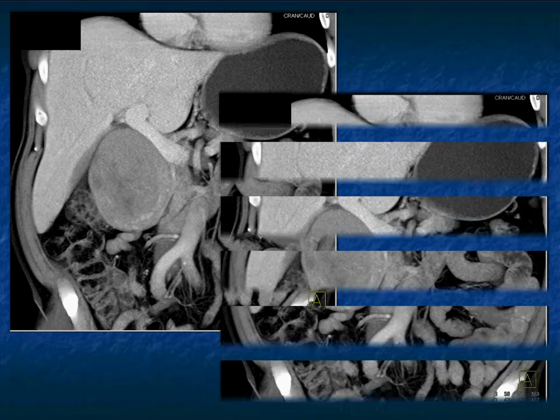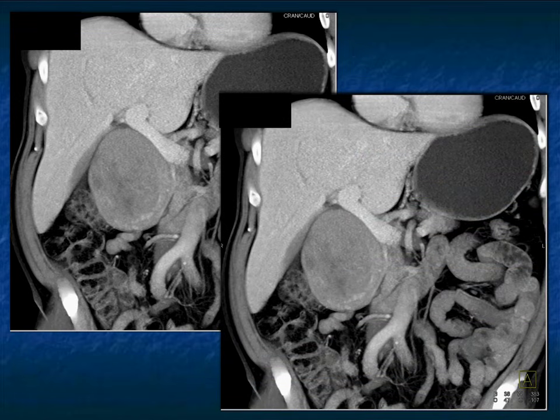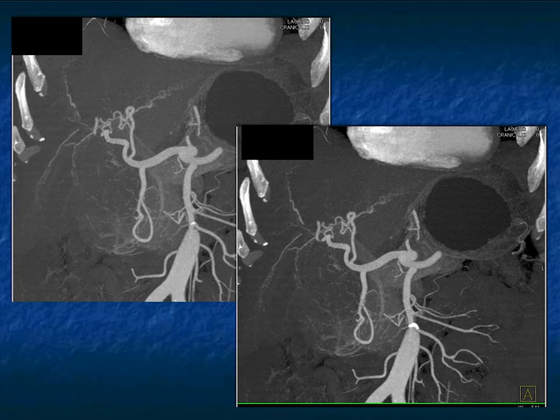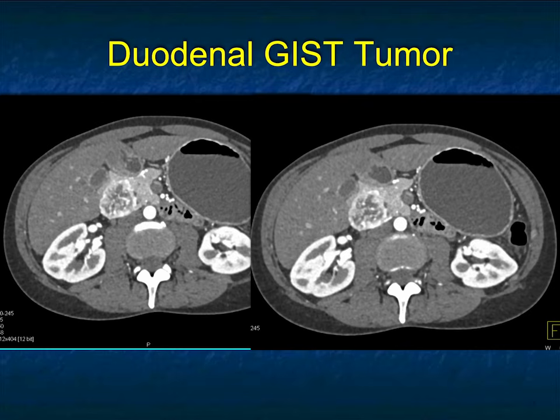When you look at the lesion in all positions and all phases, you see that the portal vein and SMV are displaced. The lesion is large, but it's hypovascular. It's not invading. You can see the vessels are a bit stretched, but there's no invasion. And this is just a nice example of a GIST tumor of the duodenum simulating a pancreatic cancer. And this patient was referred to us to a multidisciplinary conference for pancreatic cancer. Obviously, this was not the case.